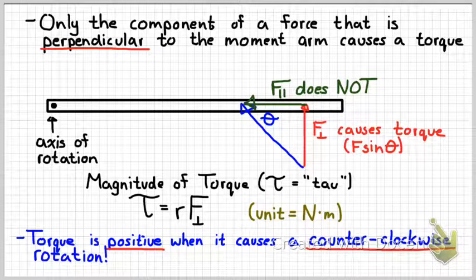Other possible units for torque are the foot-pound. That's another unit of length by another unit of force. So if you're familiar with torque wrenches in auto shop class or something like that, a foot-pound is just another unit of torque.